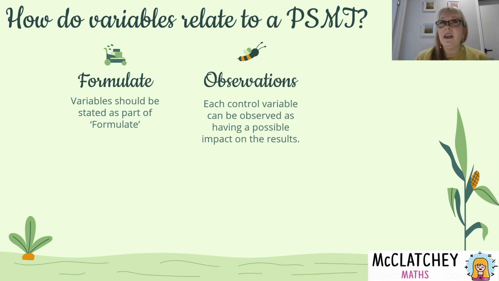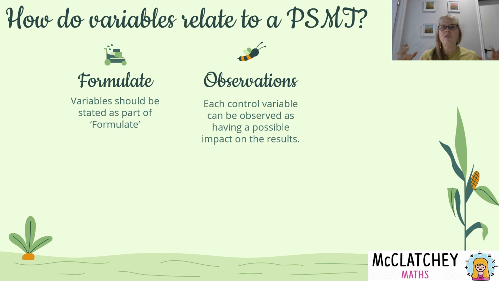In a PSMT, we have to have a subheading as part of Formulate called observations. Now, our control variables can be observed as having a possible impact on the results. Now, this is where it's important, even if you're doing a maths assignment, to think about what those control variables are. You might, for example, know that your independent variable is the amount of water that you're putting inside the plants. Your dependent variable is how tall the plants grow. However, you've got all these other things that are going to cause an effect on how tall the plants grow, like the sunlight, like the type of soil, that sort of thing.